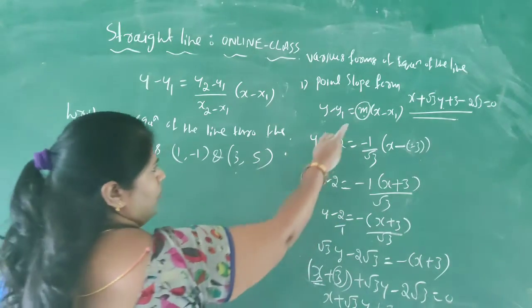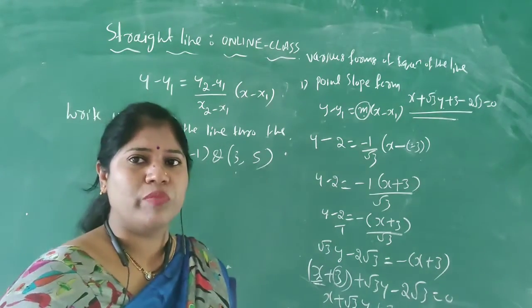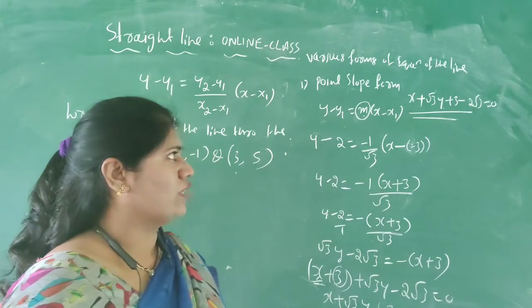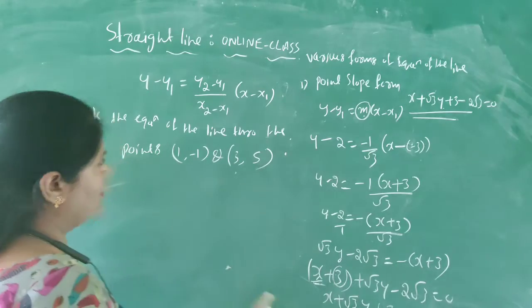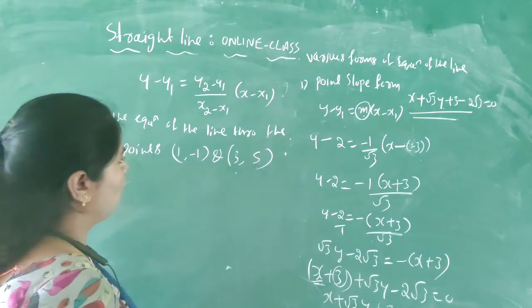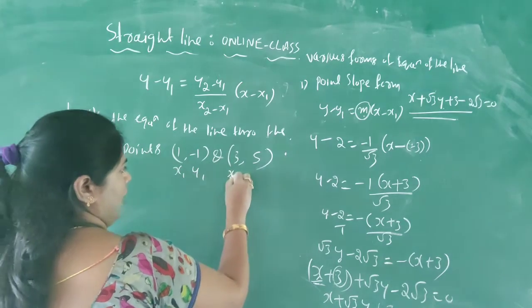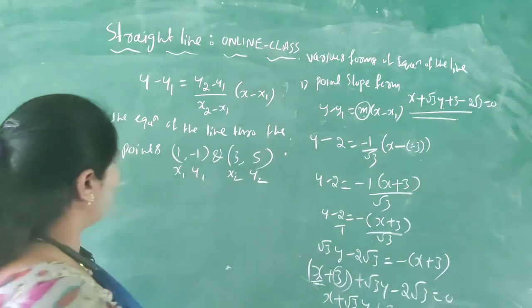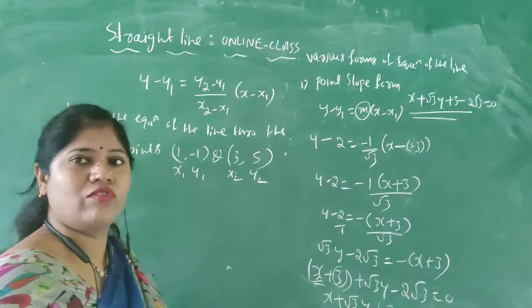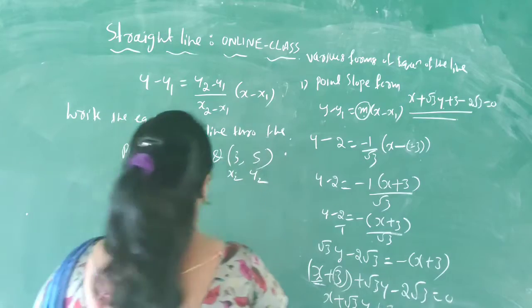Based on the point-slope form, we have used different kinds of methods and done different problems already. So let me solve this using the two-point form. This is x1, y1, x2, y2. What is the two-point form? We have to write down the equation of the line for this also. For that we have to use this formula.